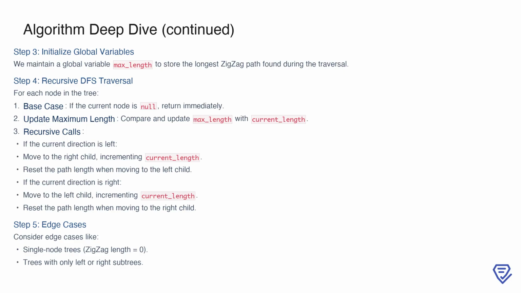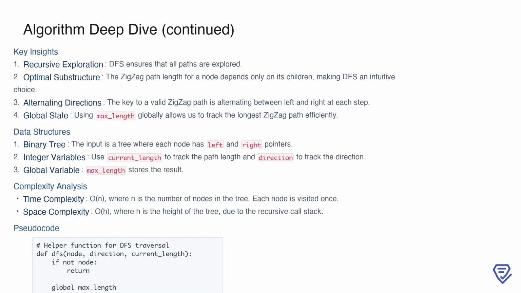If the current direction is left, we continue the zigzag path by moving to the right child and incrementing the length. Simultaneously, we also reset the path length when moving to the left child. Similarly, if the current direction is right, we move to the left child to extend the zigzag, and reset the path when moving to the right child. This ensures that we explore all possible paths while maintaining the zigzag property. Edge cases, such as single-node trees or trees with only left or right subtrees, are also accounted for in this design. The algorithm relies on several key insights that make it both intuitive and efficient.